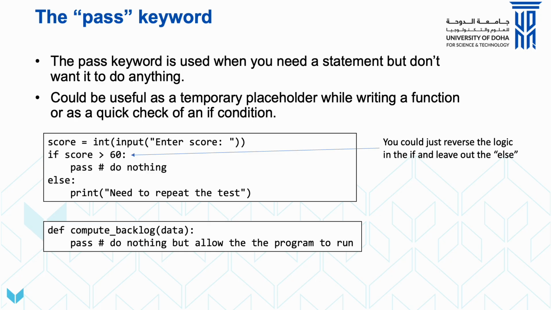I would not write it this way. I would say if the score is less than or equal to 60, you need to repeat the test. That's a better way. But sometimes you're just doing a quick little hack on something, and it's very useful for this. As I say, sometimes I will use it like this. It just kind of blocks everything out. I know I need a function. I'll get back to it later.